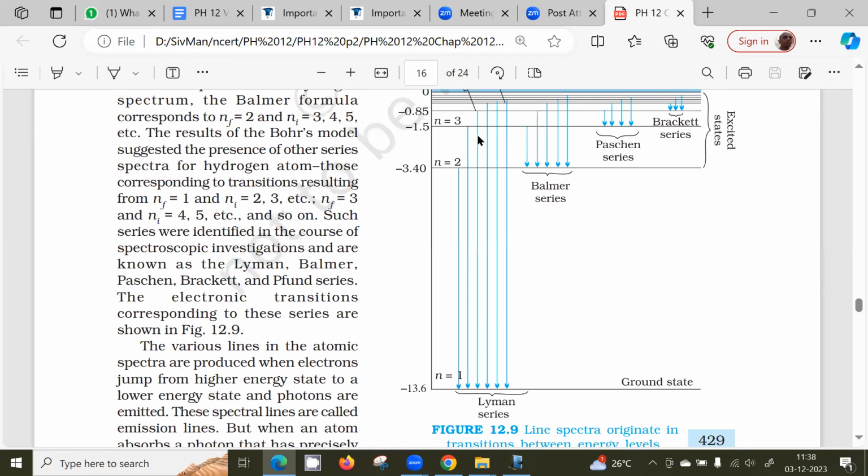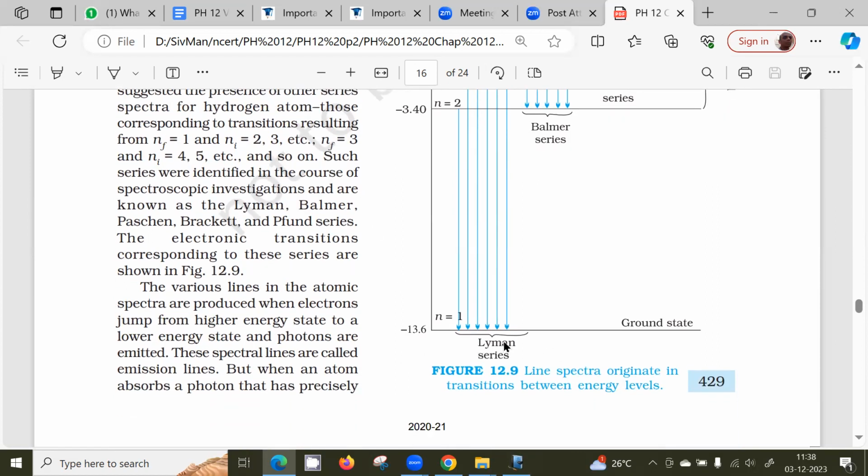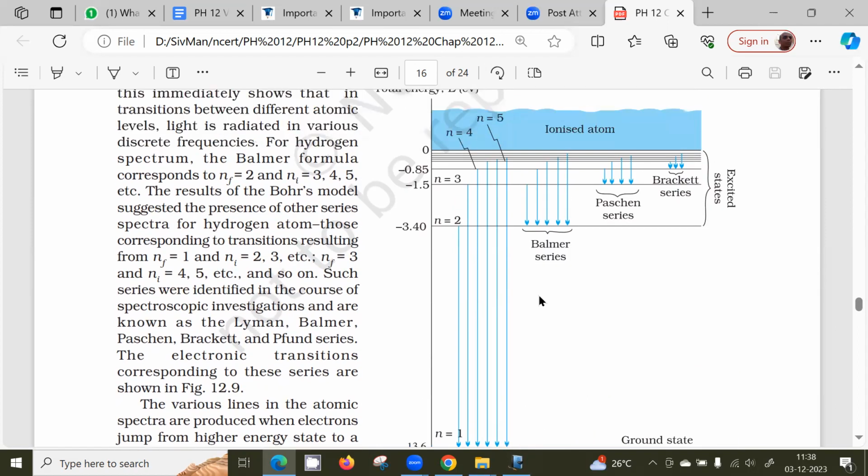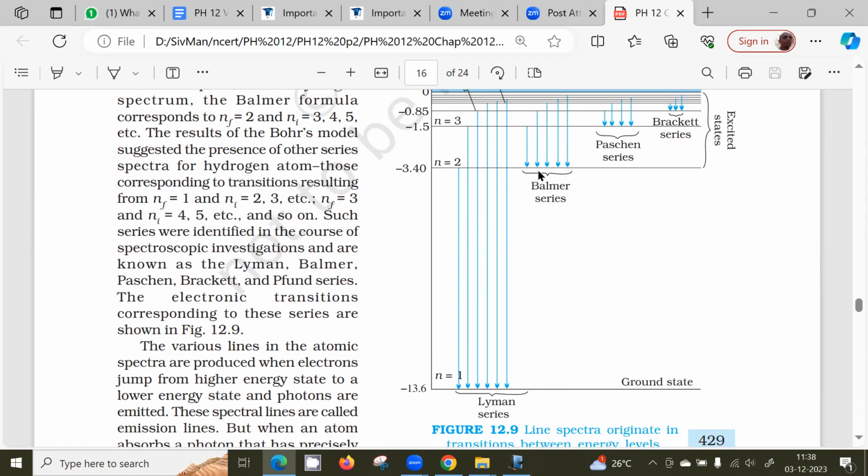So all these lines whose end state is n equal to 1 will correspond to one series called Lyman, named for the scientist Lyman. So the next possibility is the final state is n equal to 2. For that, the jump should be from n equal to 3 to 2.